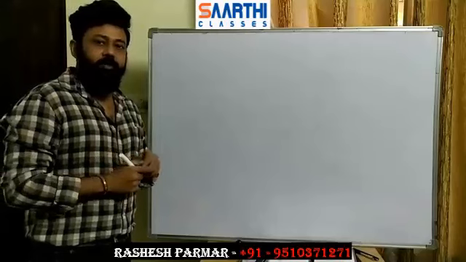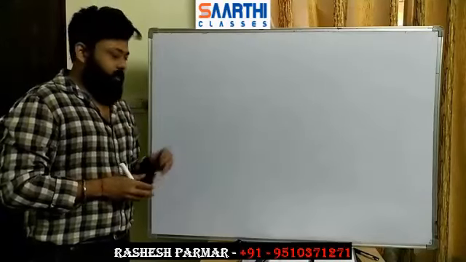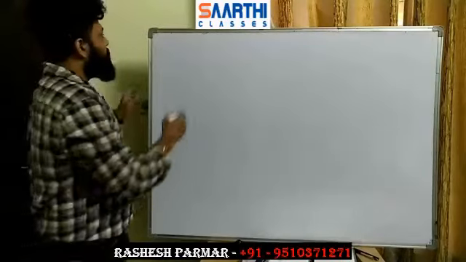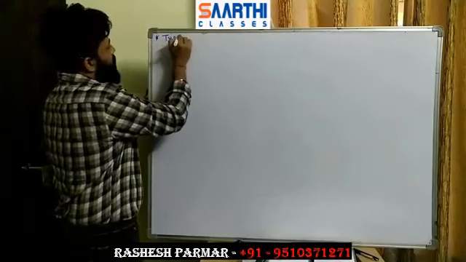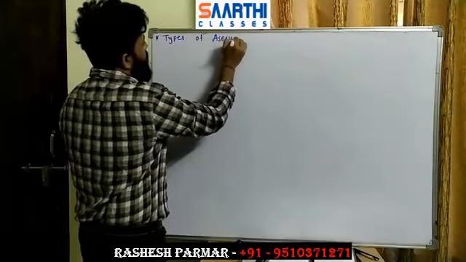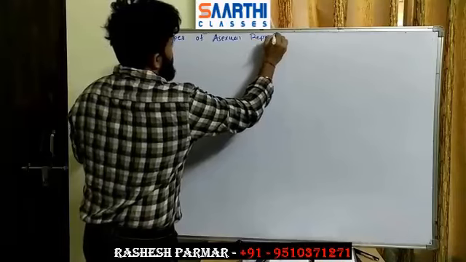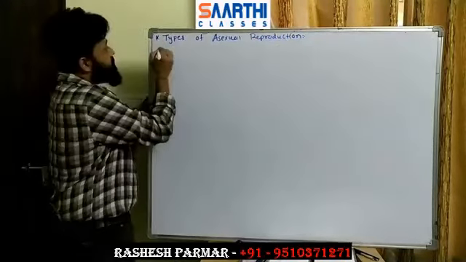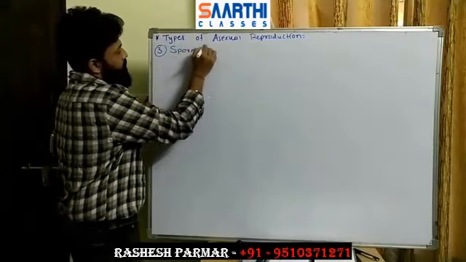In the last video we discussed a few types of asexual reproduction. Today we'll start with the third type. The third type is spore formation.